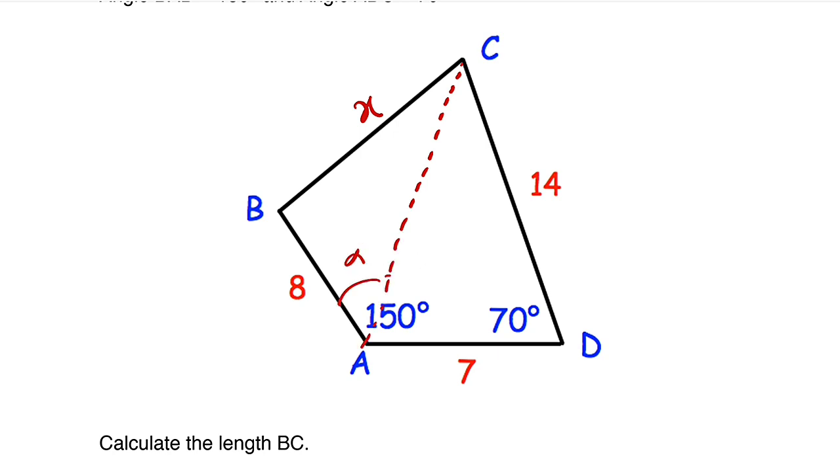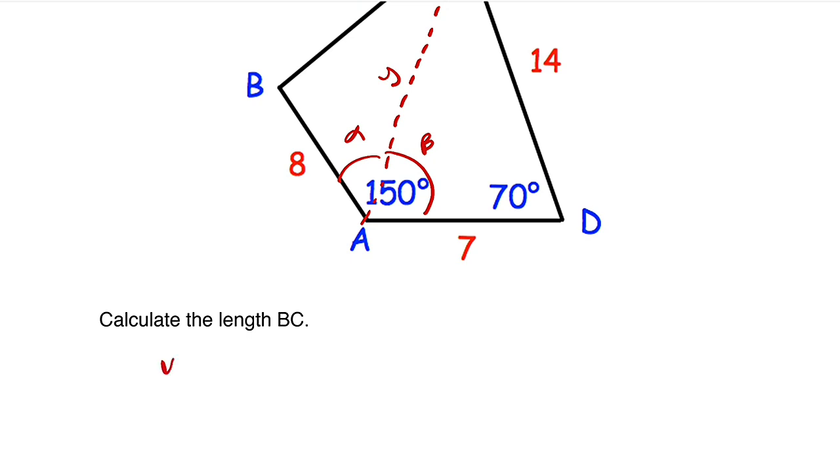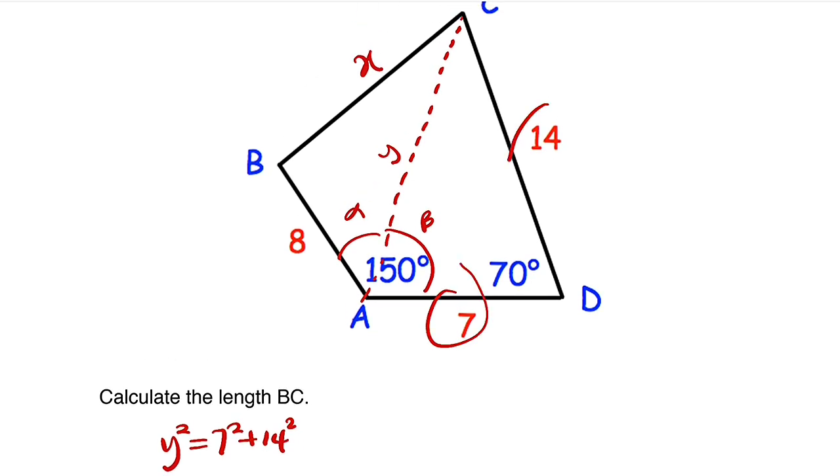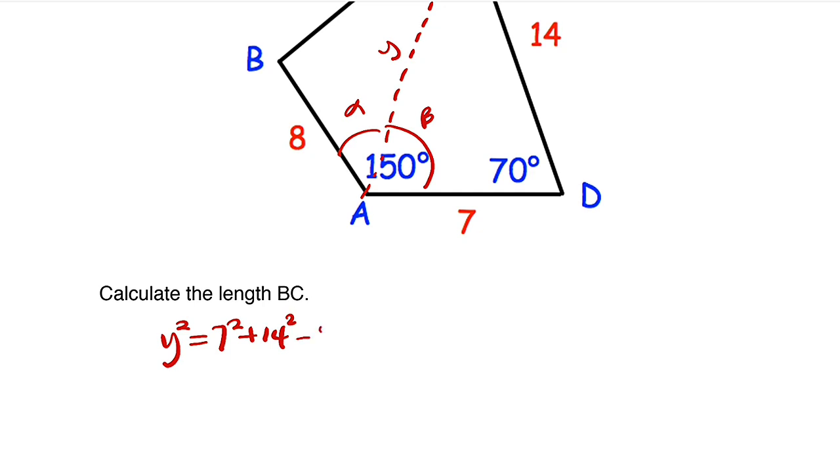If this is alpha, we can call this beta. But we know that the sum of alpha and beta will be 150 degrees. And I would like to find this side. Let me call it y. So by using cosine rule, we can see that y squared is equal to 7 squared plus 14 squared, because these two sides are given with an included angle, minus 2 times 7 multiplied by 14 multiplied by cosine of 70 degrees.